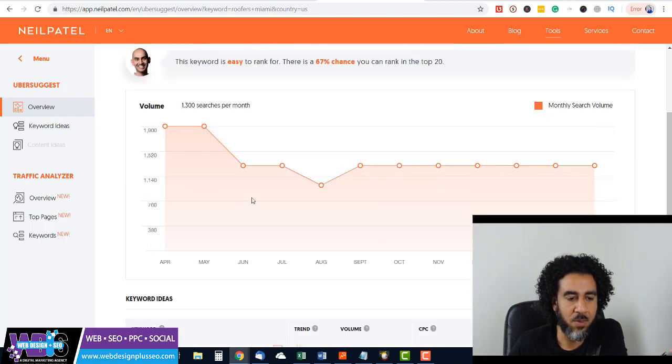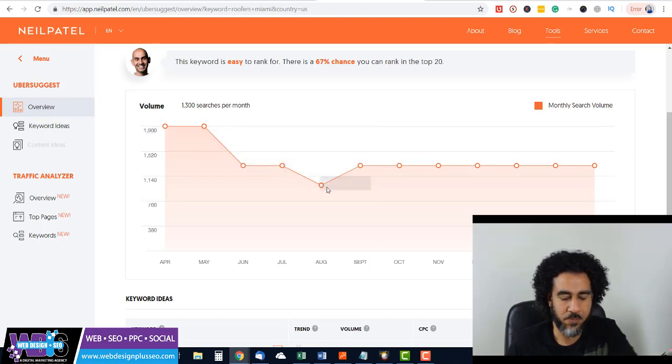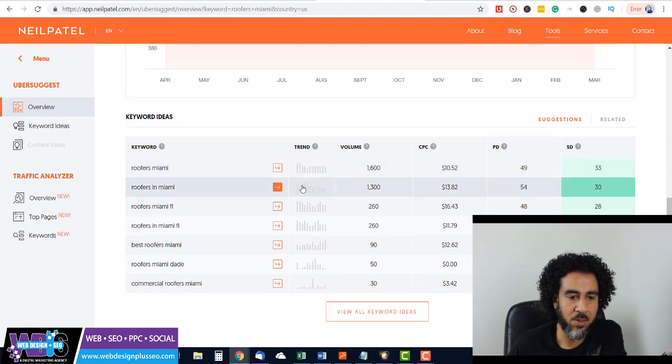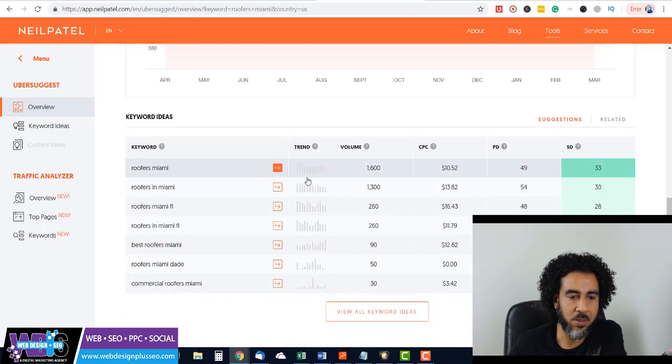Here's the search volume and the trend of this particular keyword. As you can see here, towards April seems to be a busy time when people are searching for this particular keyword. And it kind of pans out until then. So here's the same trend you saw a while ago. You see roofers in Miami has a bigger trend during certain months.